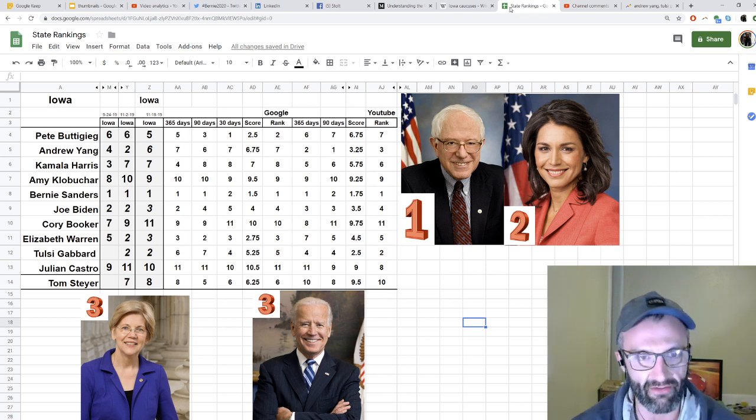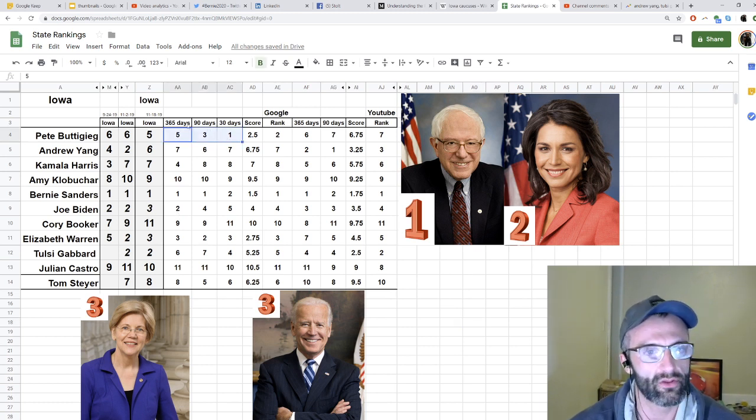Now, let me just dive a little bit into the data really quick. So first, this is on Google. We can look over the 365, the 90, and the 30. And we can see that Pete Buttigieg has gained a buckload of momentum. He's number 1 in the most recent 30 days. That's kind of interesting, right?